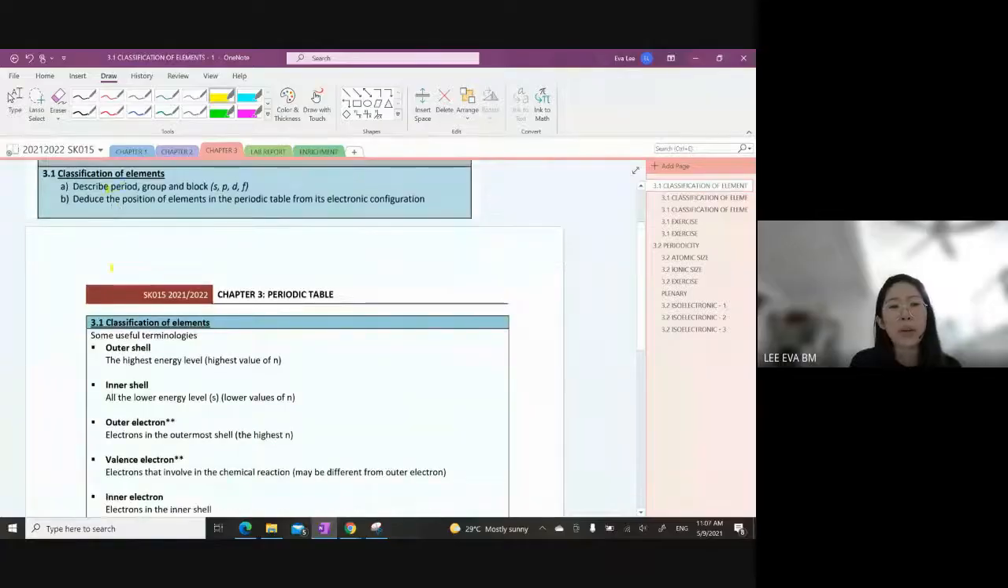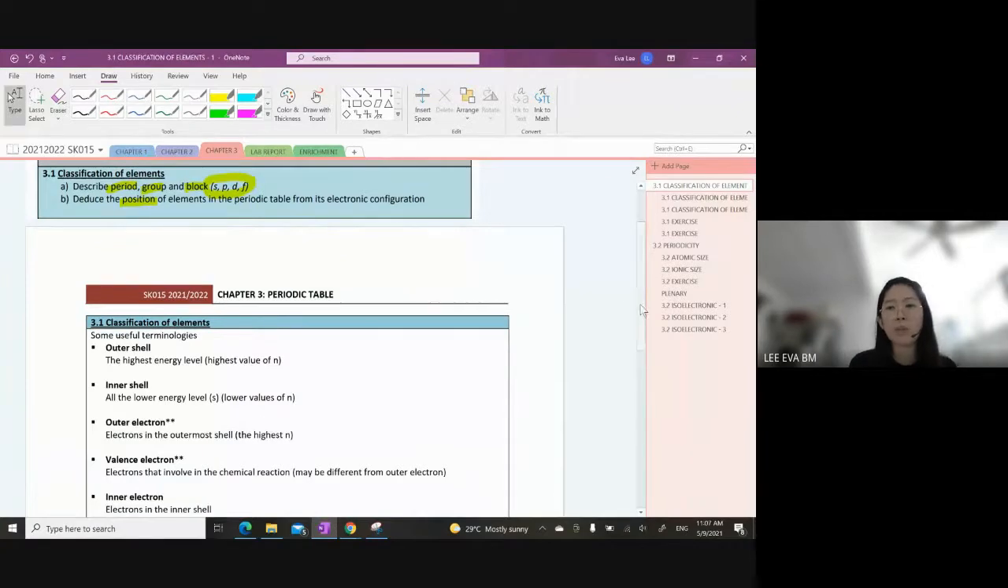Describe what it means by period, group, or blocks, based on your SPDF notation. After that, you need to be able to deduce where this element is inside your periodic table, according to the electronic configurations that you have learned before.